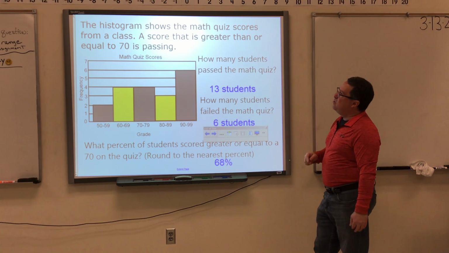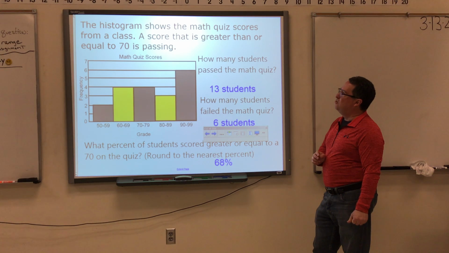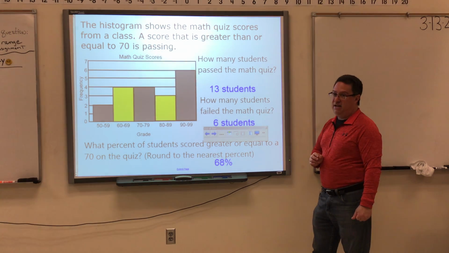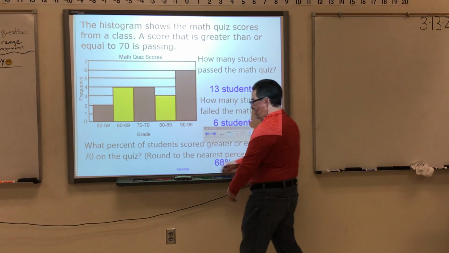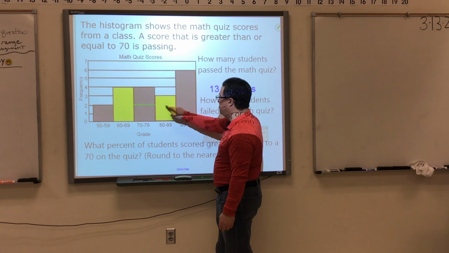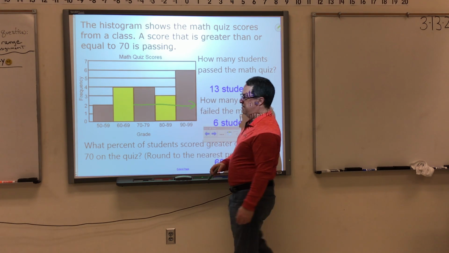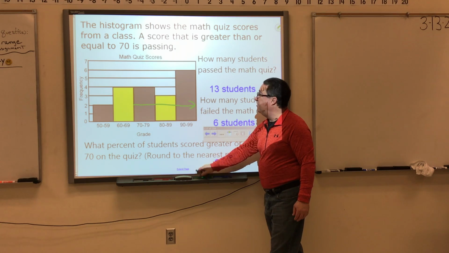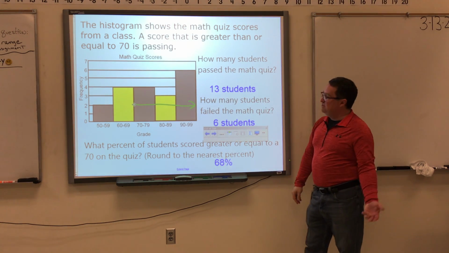This histogram shows the math quiz scores from a class. A score that is greater than or equal to 70 is passing. So in other words, this group passed, okay? 70 to 100. First question, how many students passed?